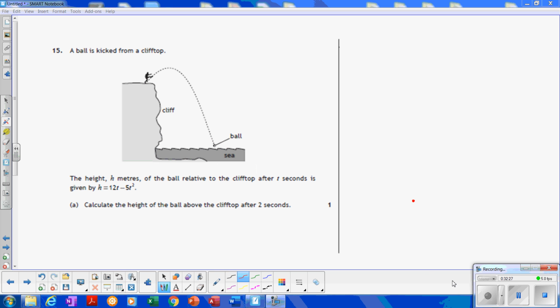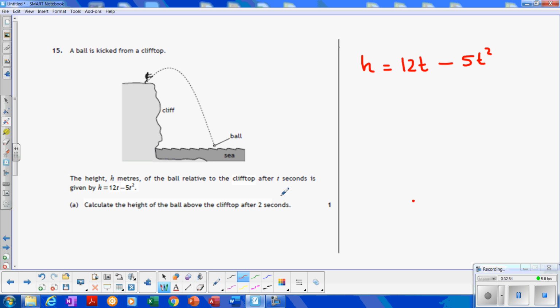This one here is a wee problem solving question. It says a ball is kicked off the top of a cliff top. The height h meters, where h stands for the height of the ball relative to the cliff top after t seconds, is given by... so it's a formula question. h is equal to 12 times t, which is a time, minus 5 lots of t squared. So it says calculate the height of the ball above the cliff top after 2 seconds.